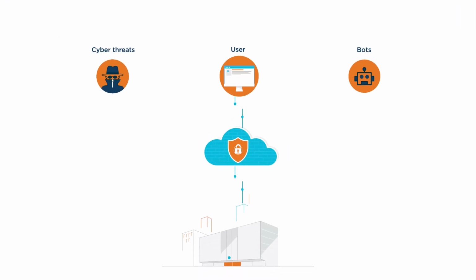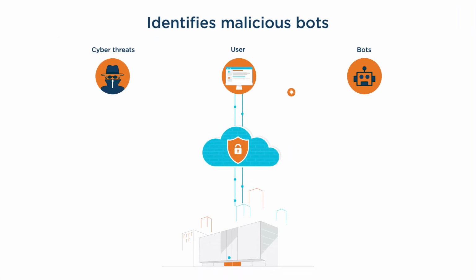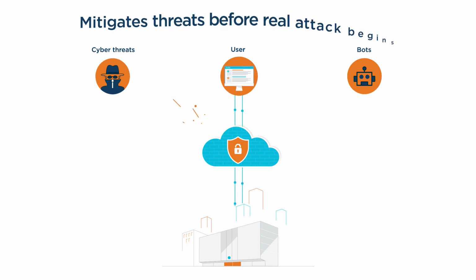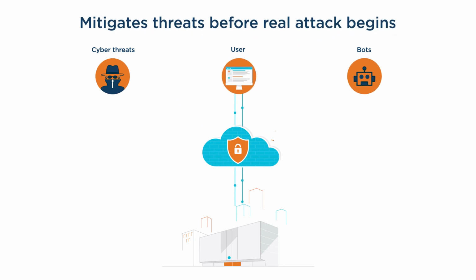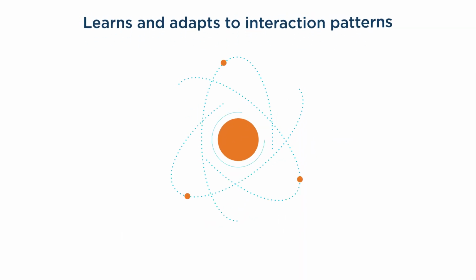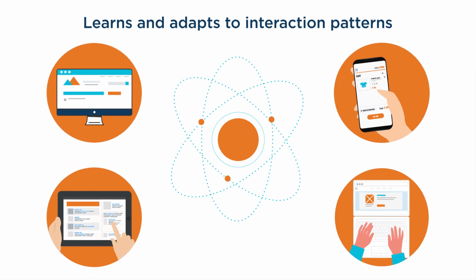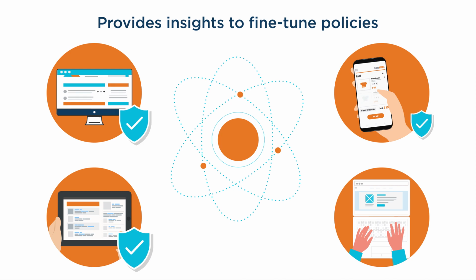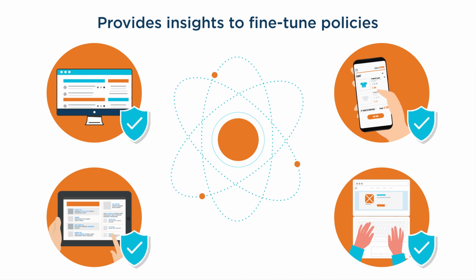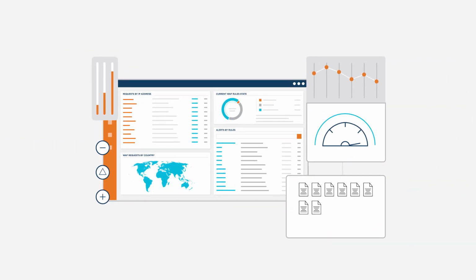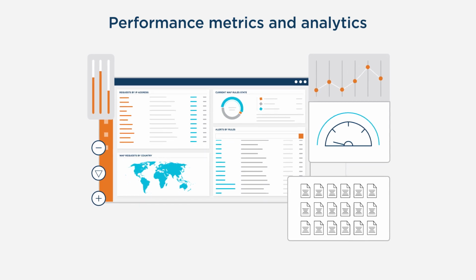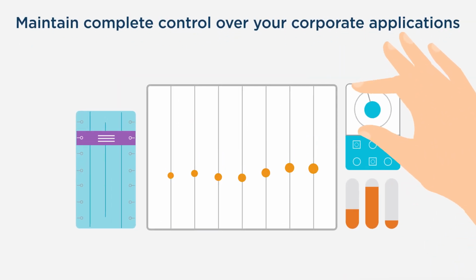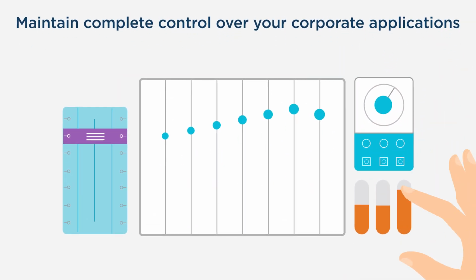The Cloud WAF easily identifies malicious bots that bypass standard tools and mitigates the threat before the real attack begins. It constantly learns from and adapts to your application interaction patterns and provides insights to you to fine-tune policies to meet your application security needs, and delivers logs and reports with performance metrics and analytics to maintain complete control over your corporate and front-facing applications.